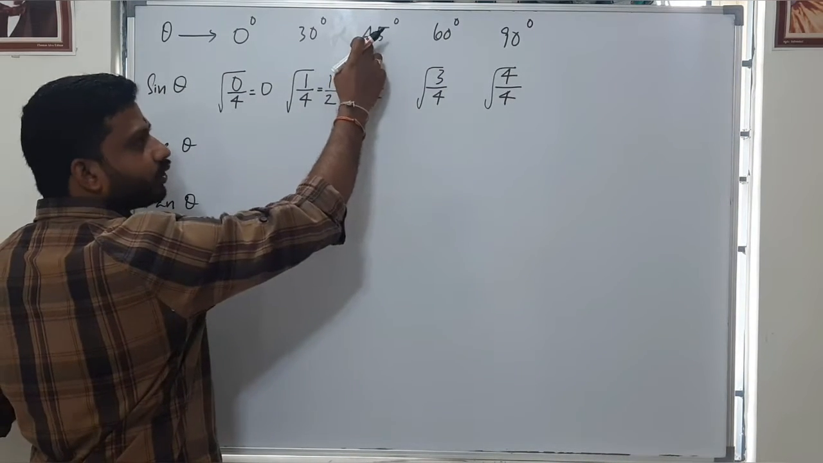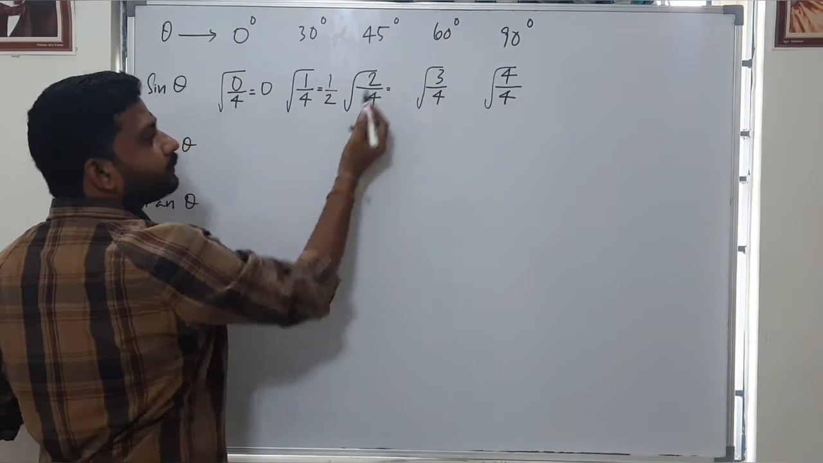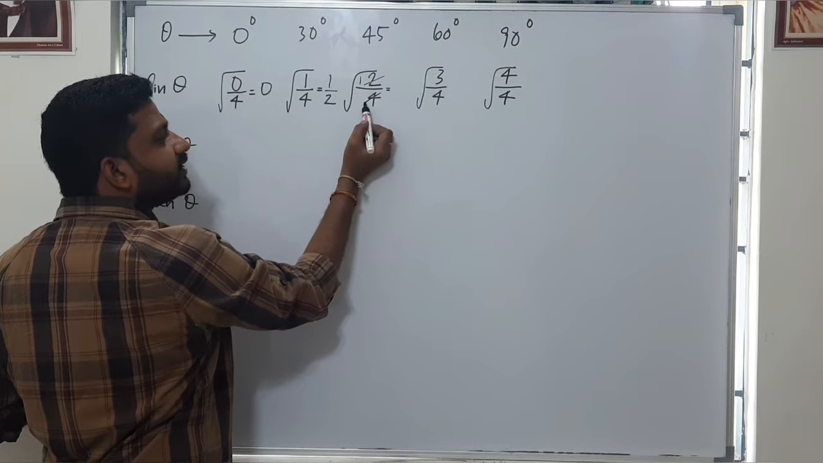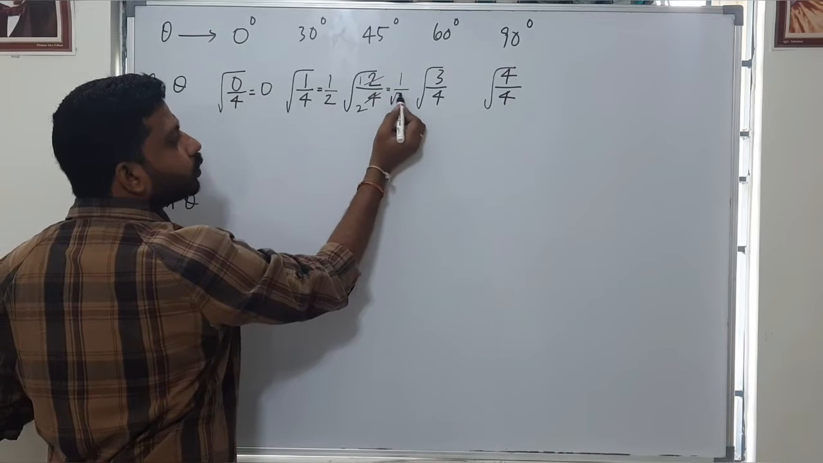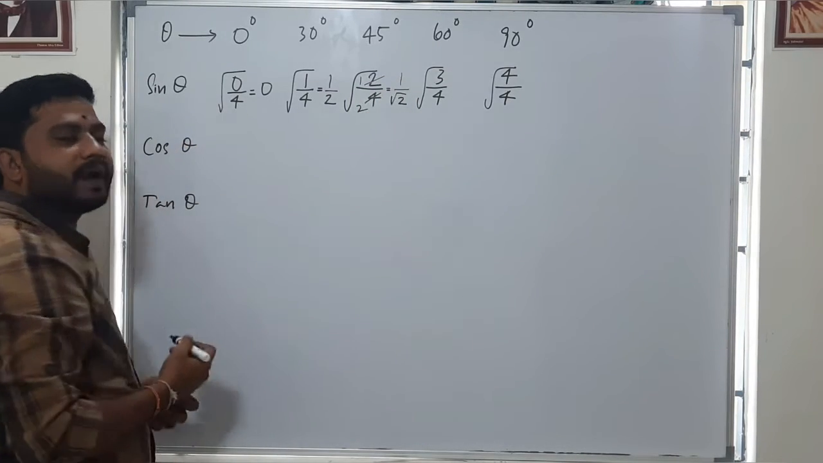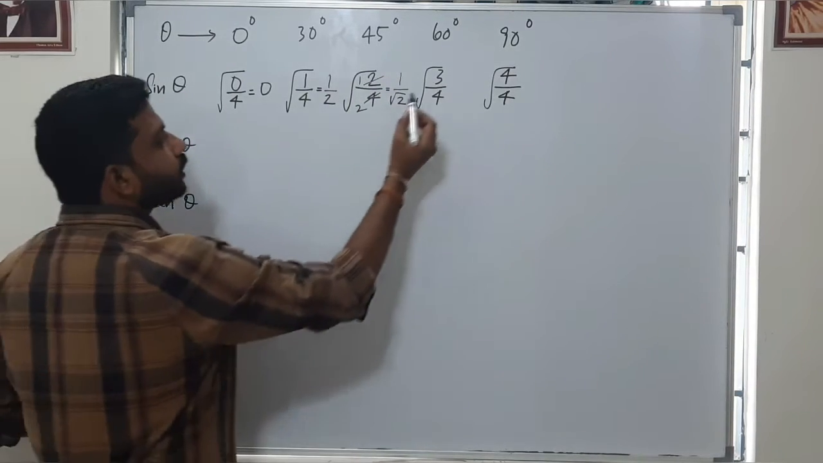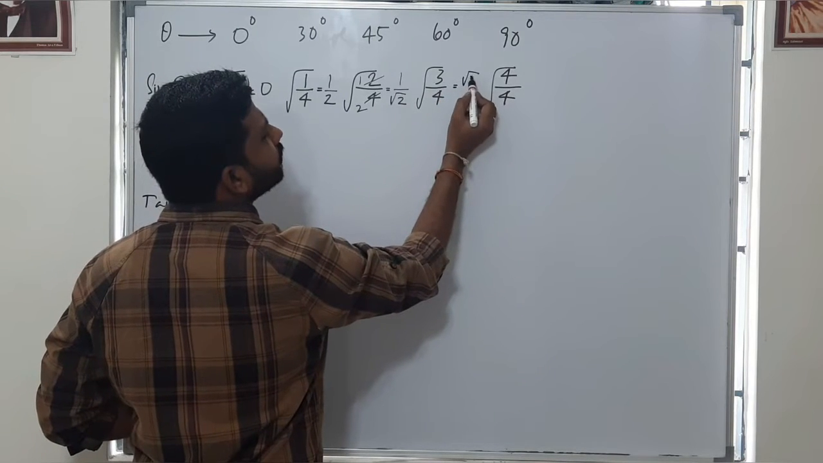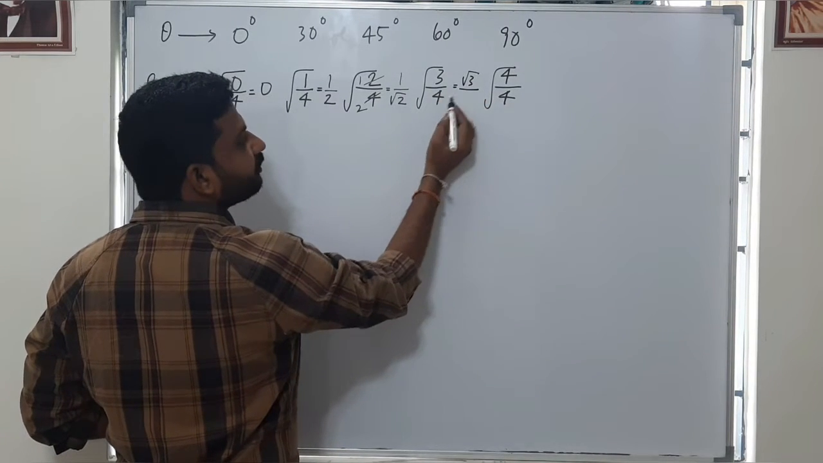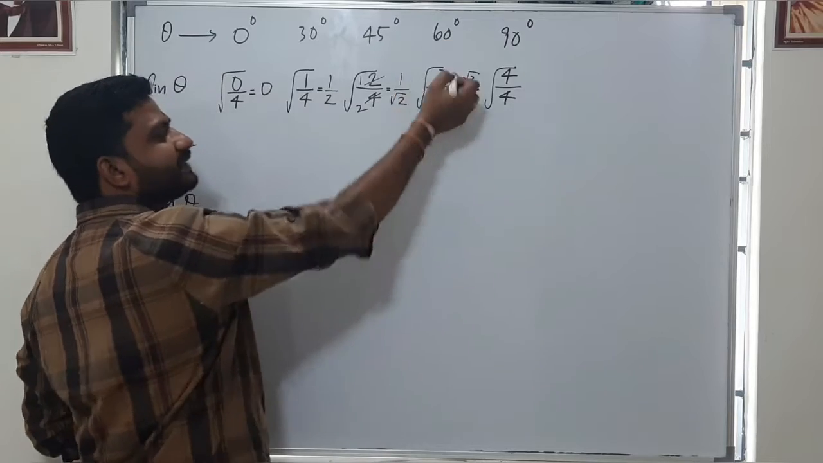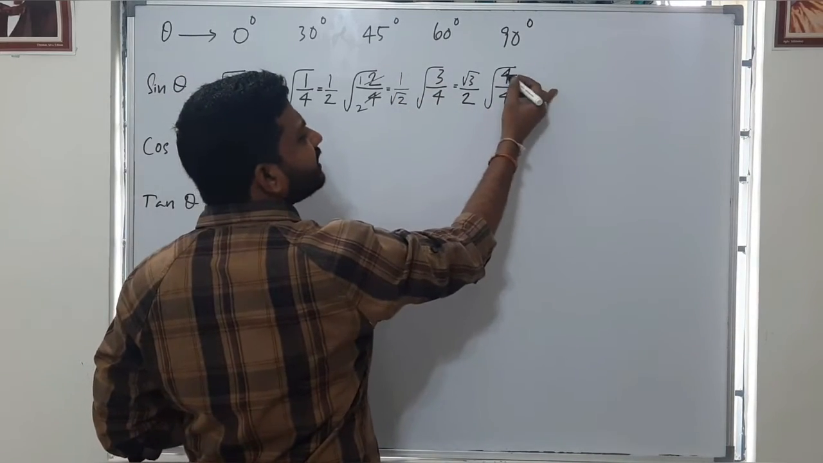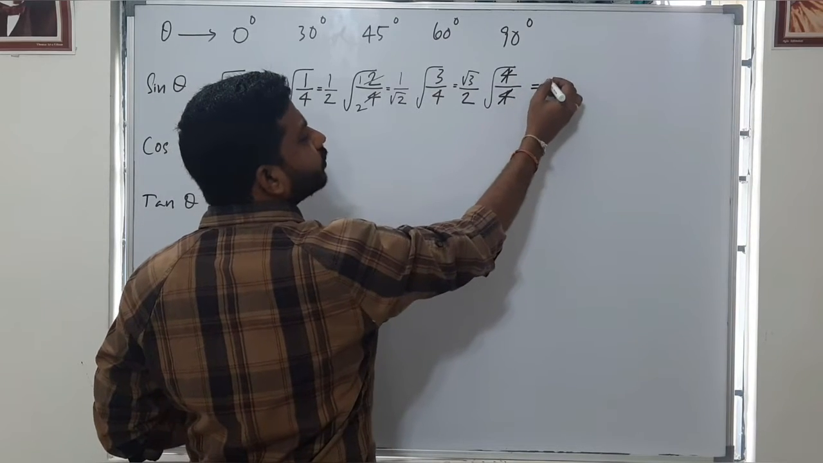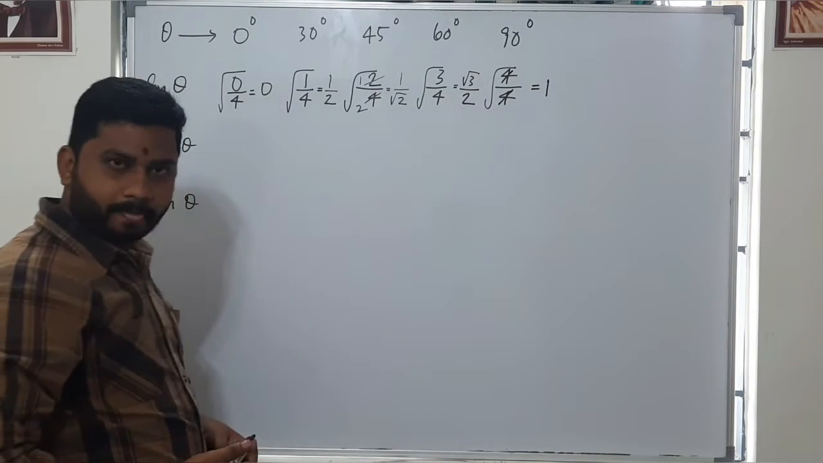And sin 45 will be like this. You can see here, this is 2 over 4 and this is root 2. Root 1 is 1 divided by root 2. So sin 45 is what? 1 by root 2. So this is root 3 divided by root 4. Root 4 is 2. So sin 60 is root 3 by 2. And sin 90, sin 90 is 4 over 4, 4 cancel and root 1 will be 1.